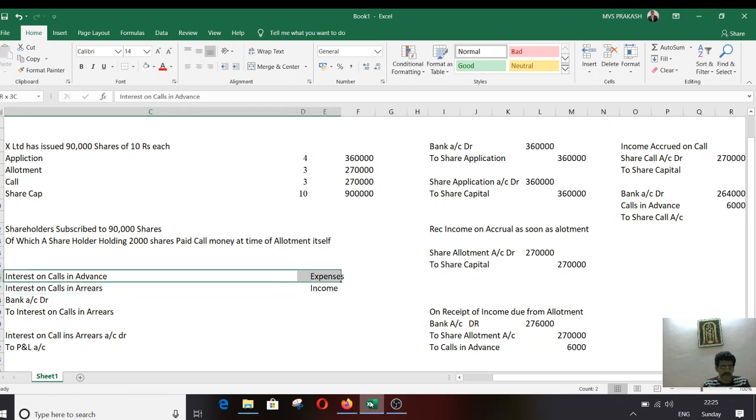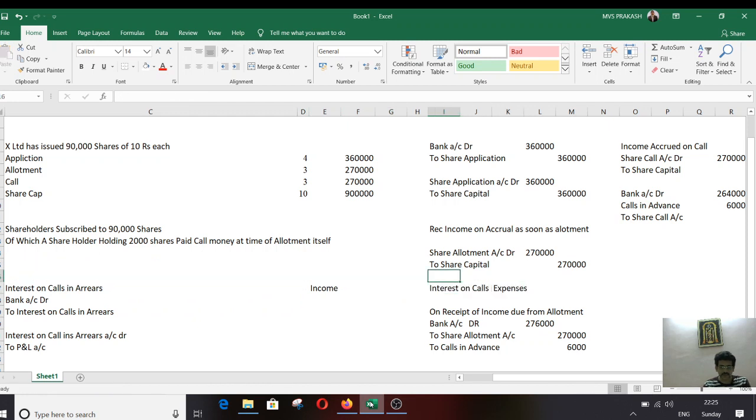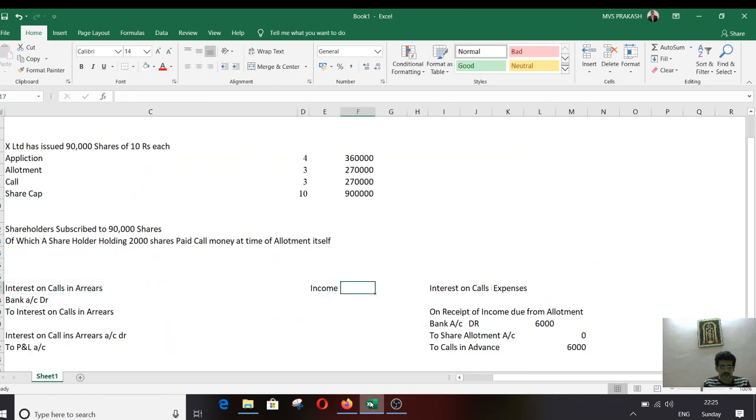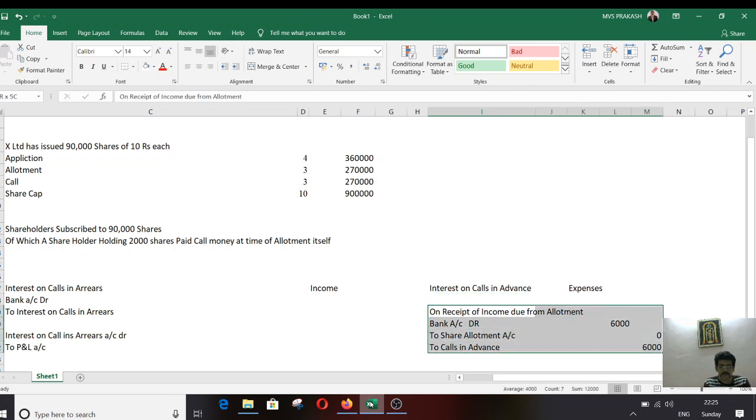Now let us see, in the case of interest on calls in advance, what are the transactions, what are the entries which we need to record. Okay. Now, interest on calls in advance. What is this called? This is nothing but your expenses. So all the expenses fundamentally are debit balance.